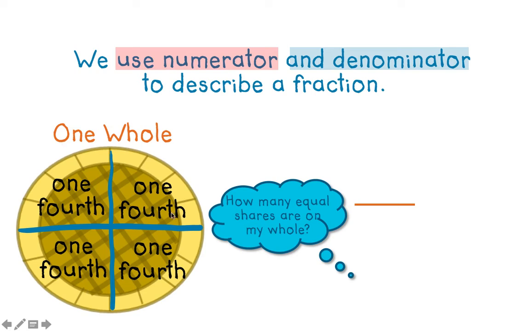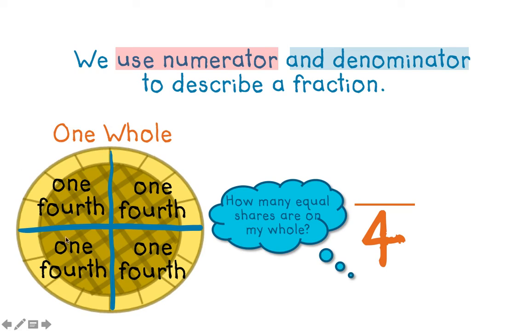Into how many parts do I divide my whole? How many parts are in my whole? 1, 2, 3, 4. 4 parts. So this represents my denominator. I write it down. Down, start with D. Denominator, start with D. This 4 represents my whole number of parts.